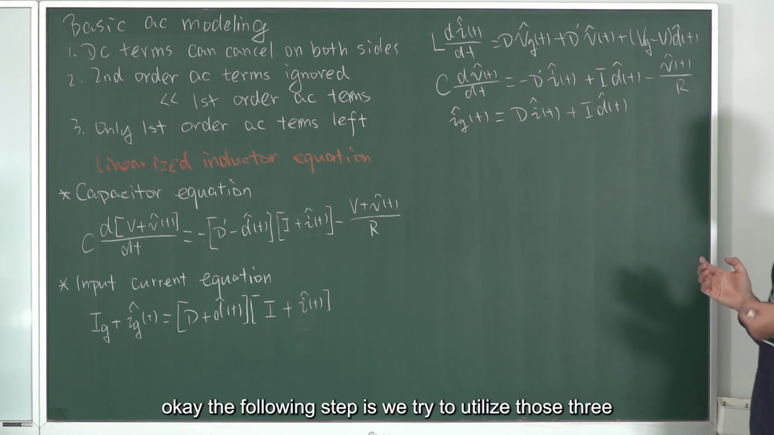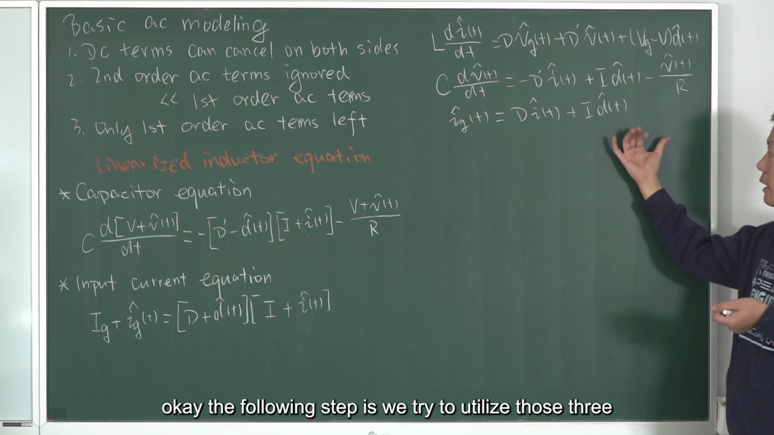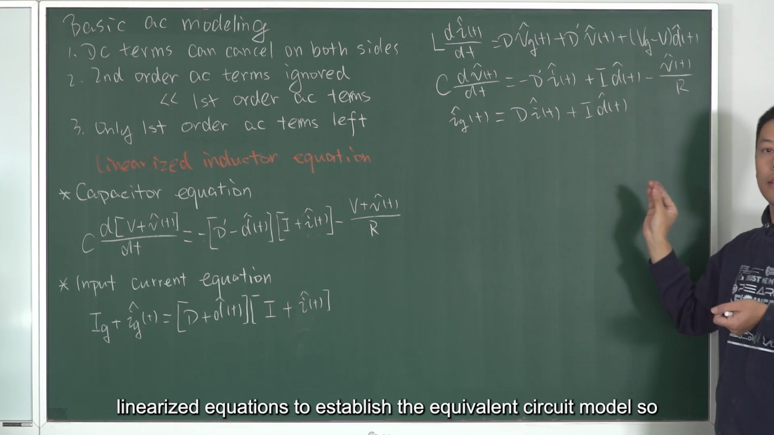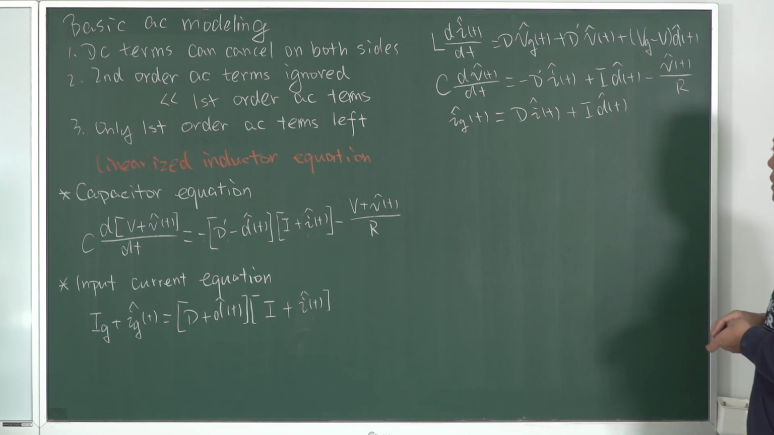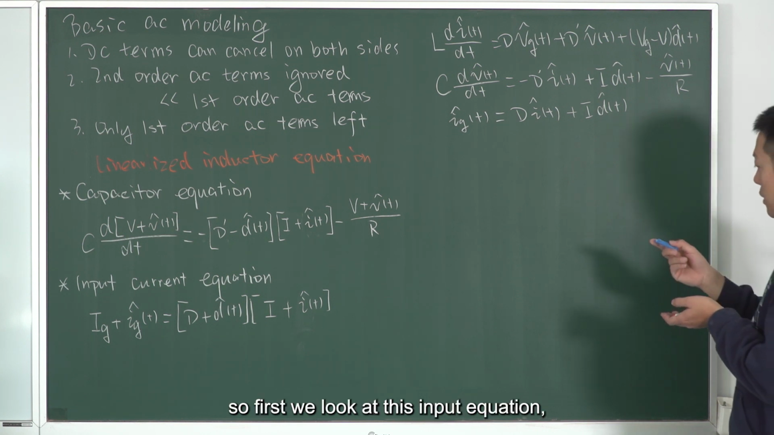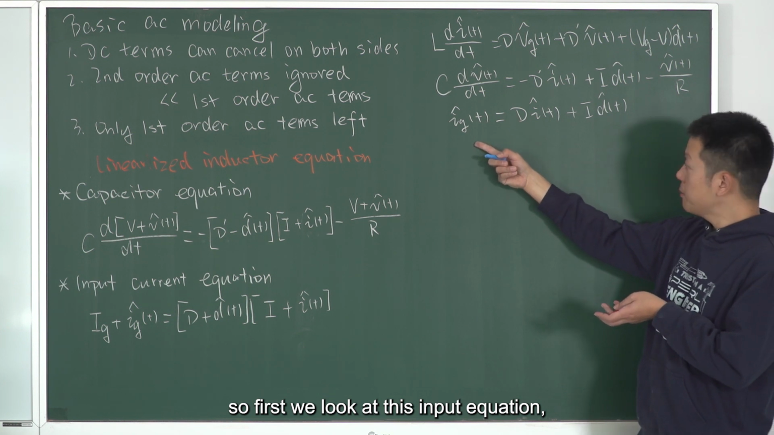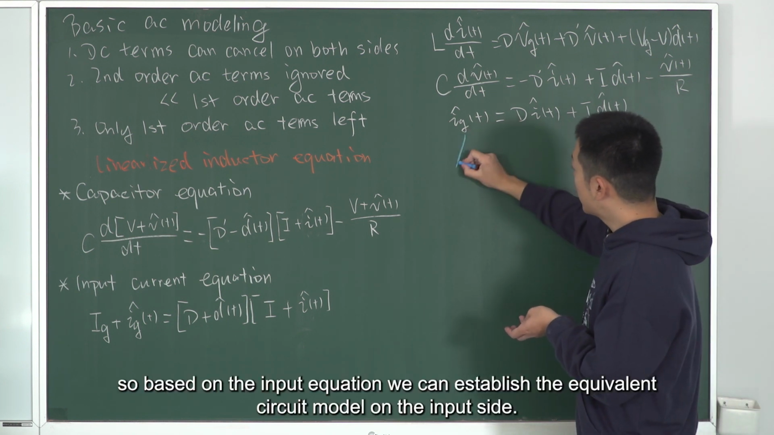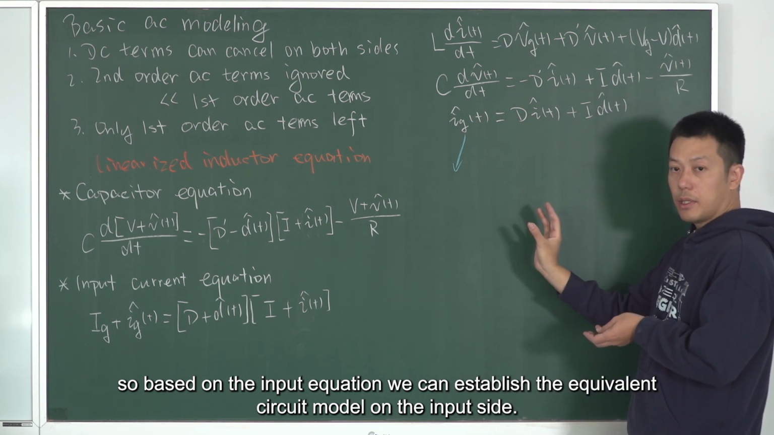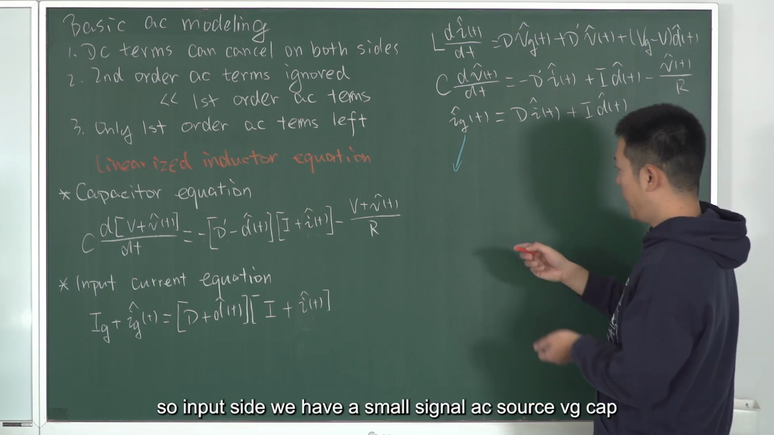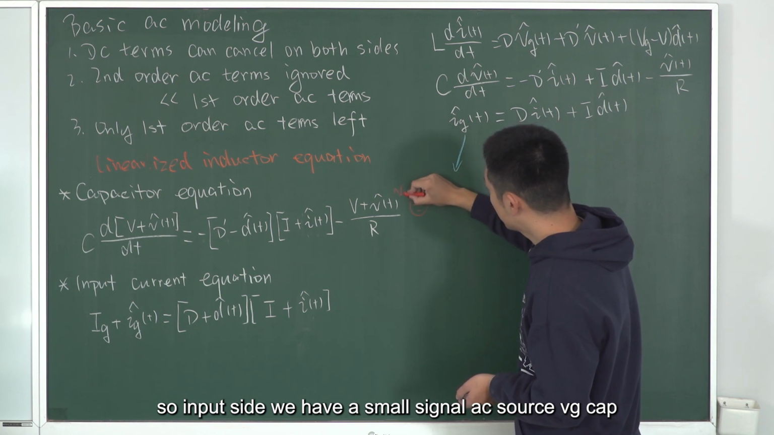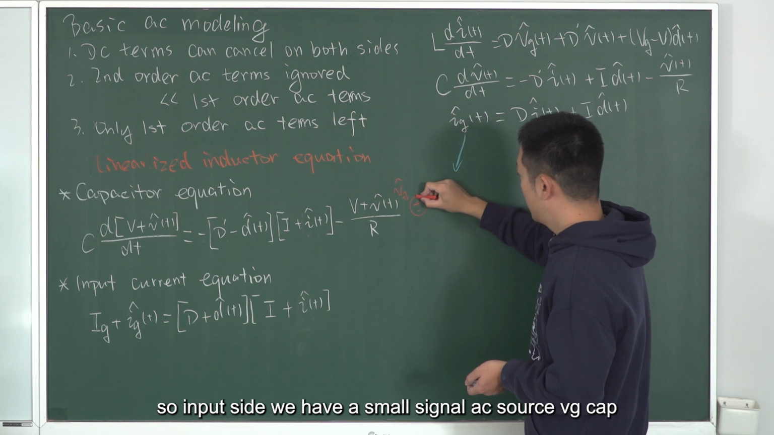Okay, the following step is we try to utilize those three linearized equations to establish the equivalence circuit model. So we can process them one by one. So first we look at this input equation. So based on the input equation, we can establish the equivalent circuit model on the input side. So input side, we have a small signal AC source, VG cap.